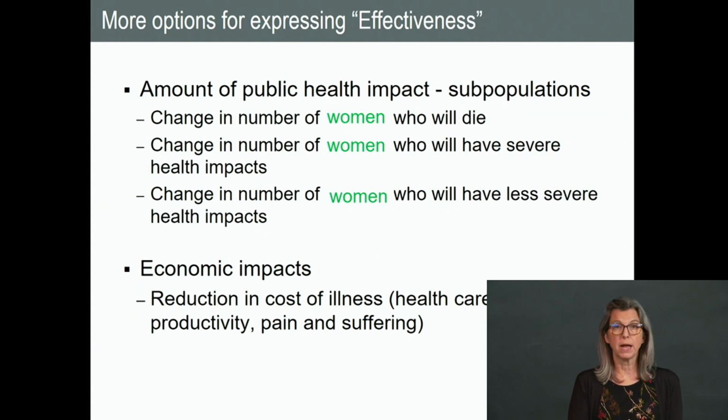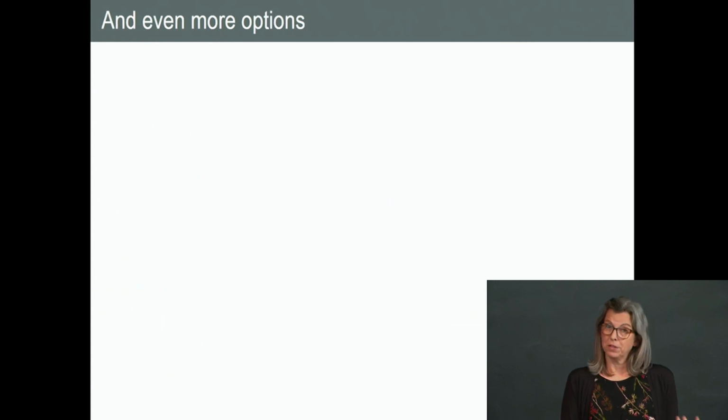You might also talk about economic impacts, a reduction in the cost of illness with healthcare costs, lost productivity, pain, and suffering. So if you're able to reduce these illnesses, whether it's for the whole population, for children, for women, for any subpopulation, you could also express that in terms of costs. There's even a couple more options.